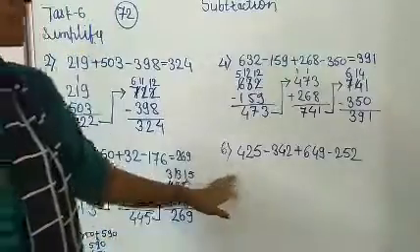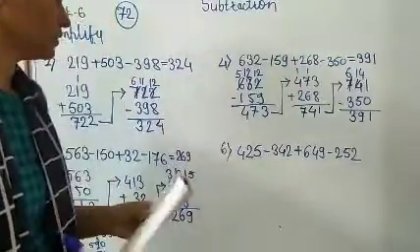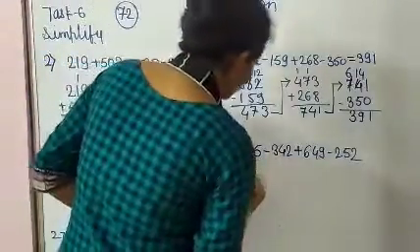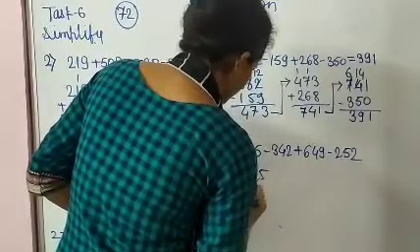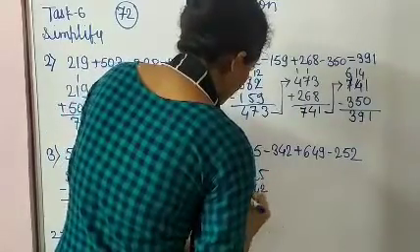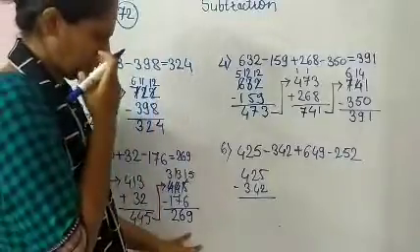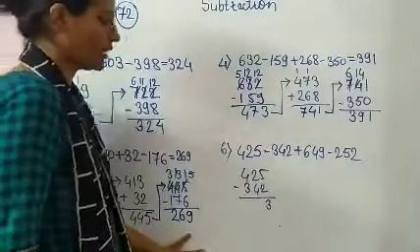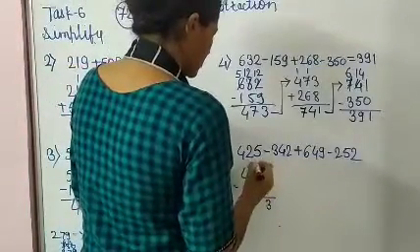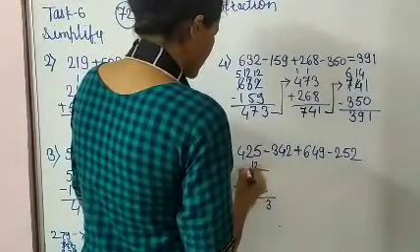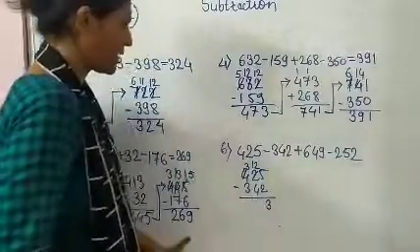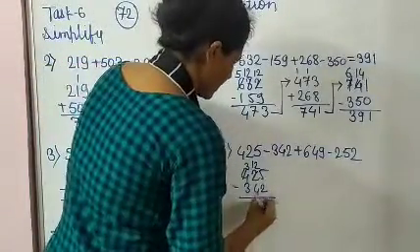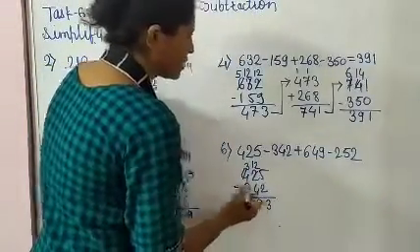Okay, so this is the sixth problem. Now subtract this one. So 5 minus 2, 3. 2 minus 4 we can subtract it? No. So here becomes 12 and here is a 3. So 12 minus 4, 8 and 3 minus 3, 0.